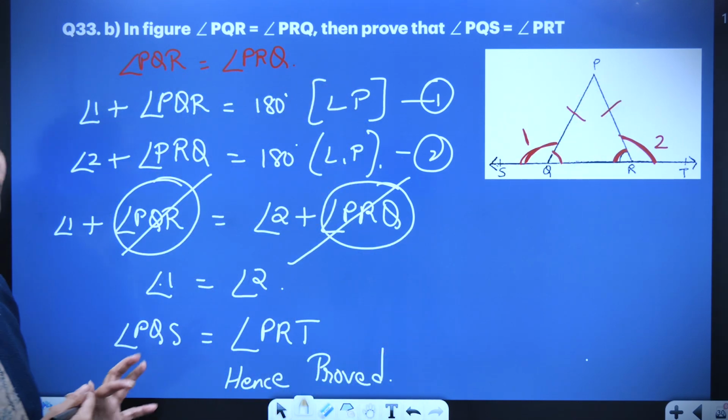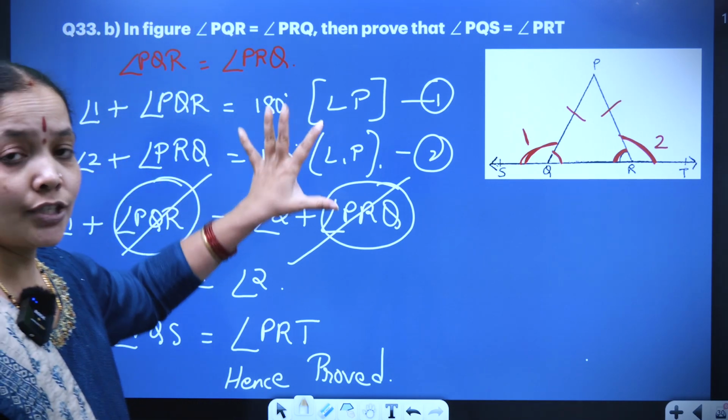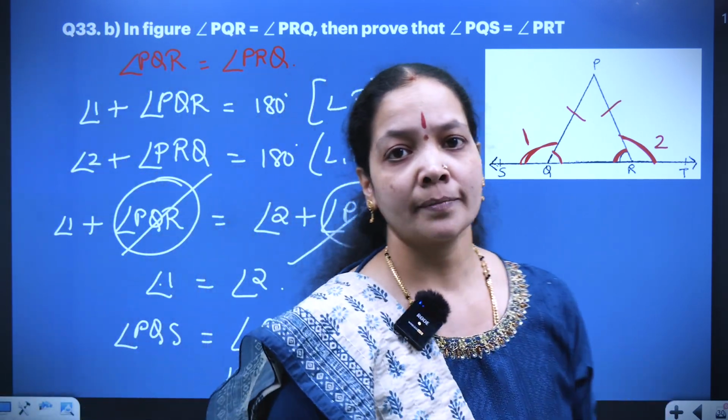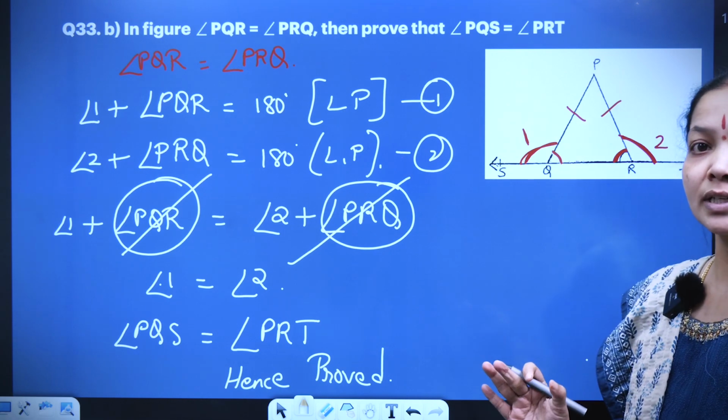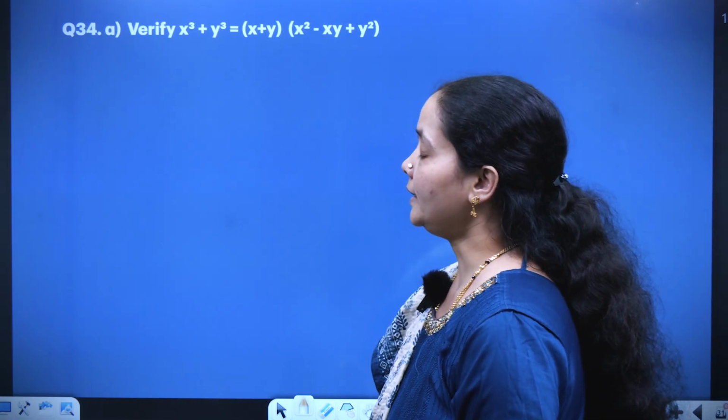So it's a very simple question. This is a sub question of 33rd B part. This carries 2 marks and the previous question carries 2 marks. You have to solve both of them. There is no option given here. Moving to the 34th question, and again it has sub questions.